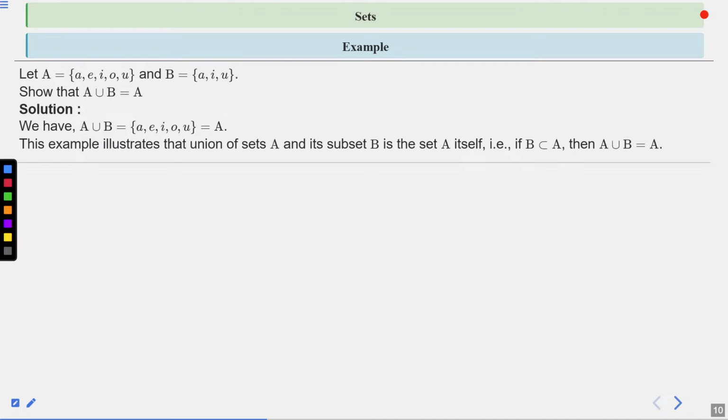Now this example illustrates that the union of set A and its subset B is the set A itself, which is your superset. So if you have any such case that B is a subset of A and you have to find out A union B, you immediately answer, the answer is going to be A.